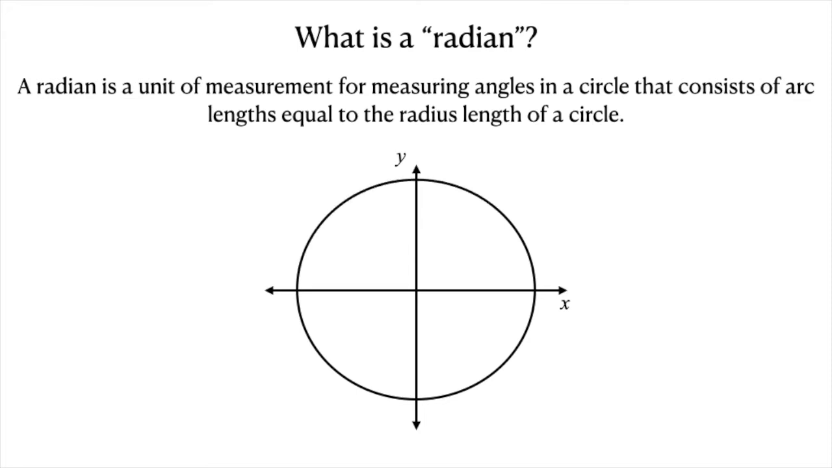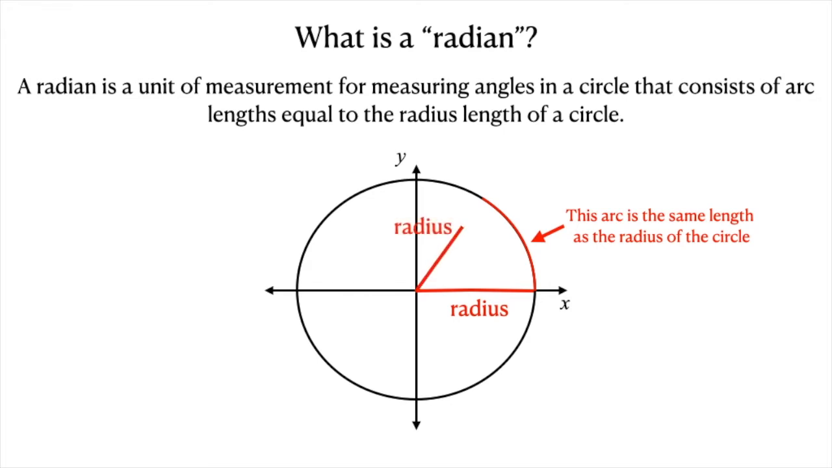First, let's draw our circle. Now let's take the radius, and we're going to use the distance of that radius to measure out an arc length on our circle. So you'll see we've created this arc, and this arc is the same length as the radius of the circle.